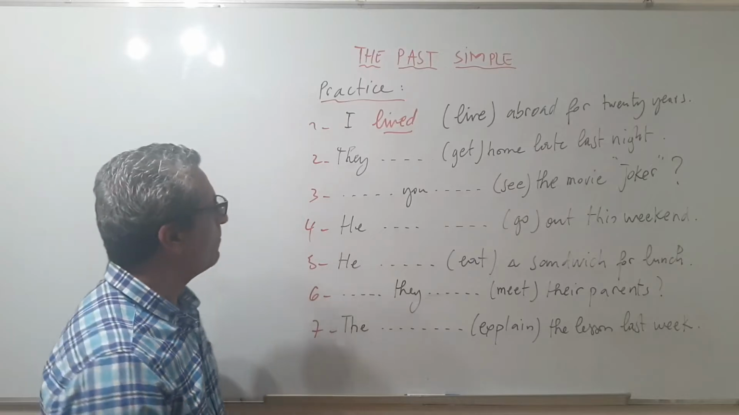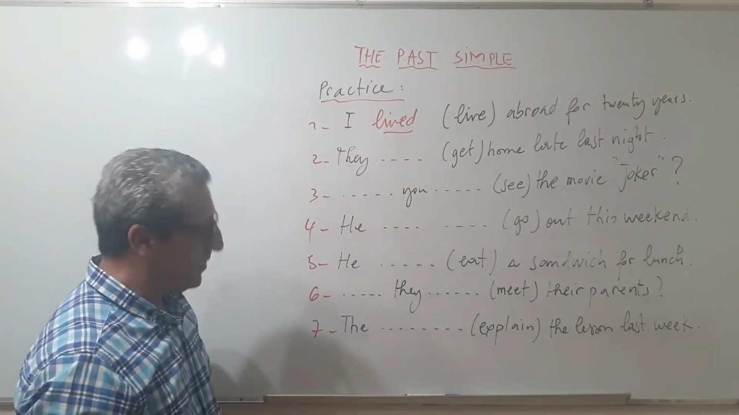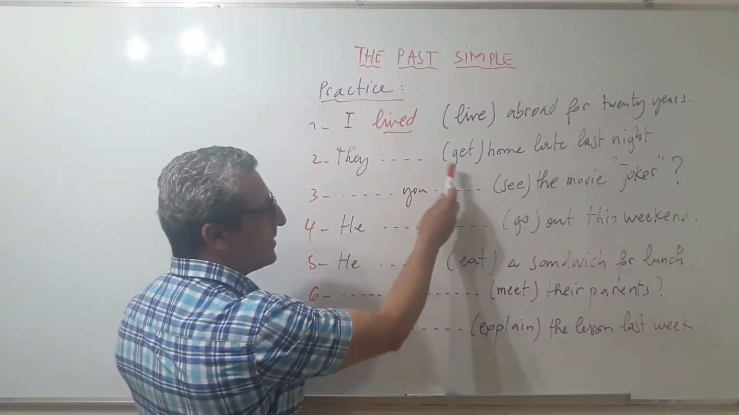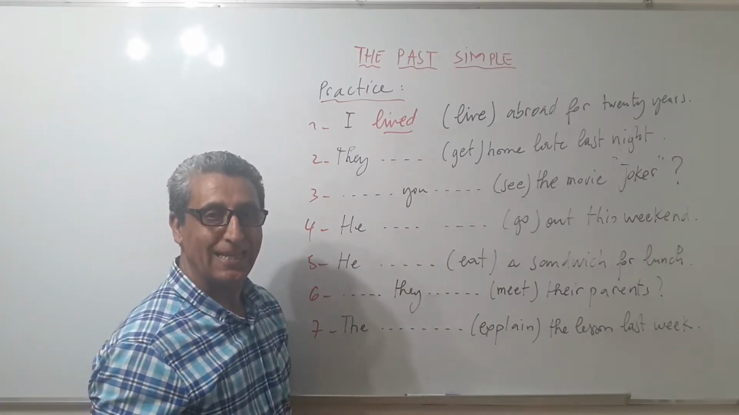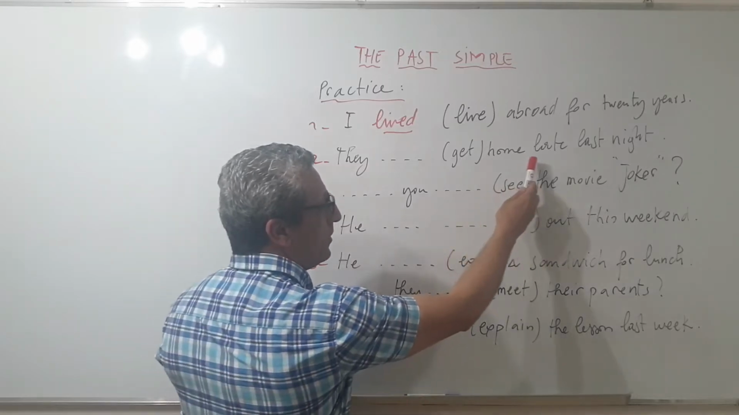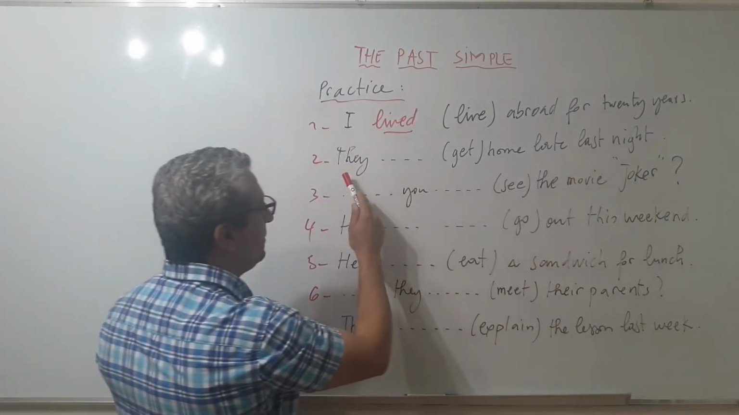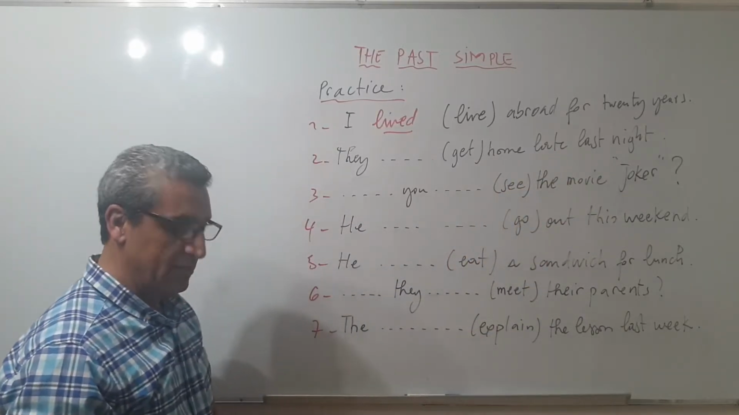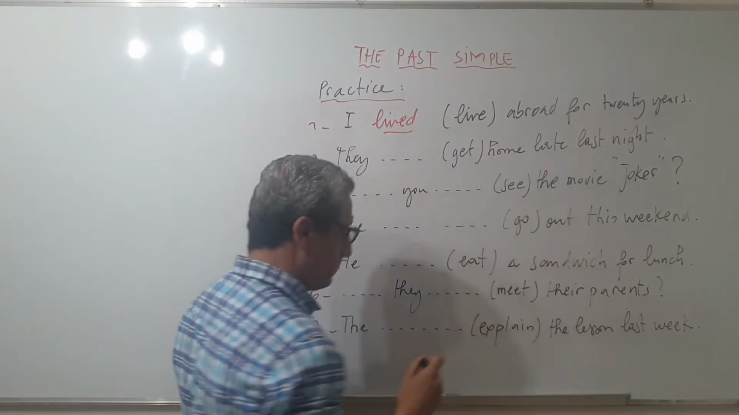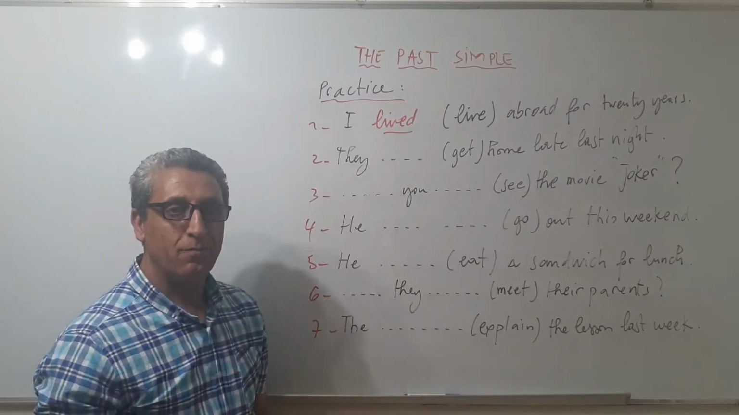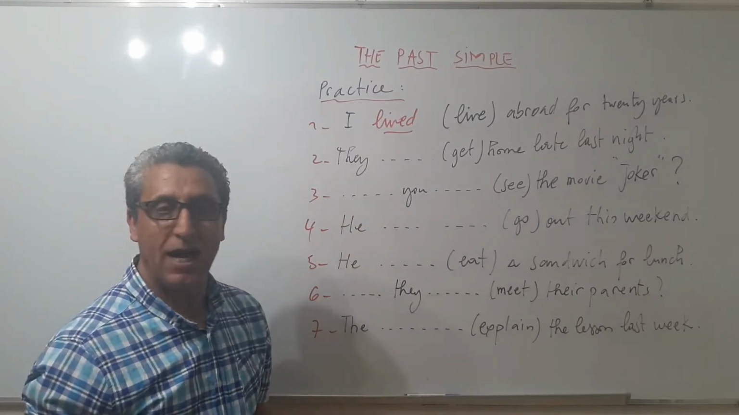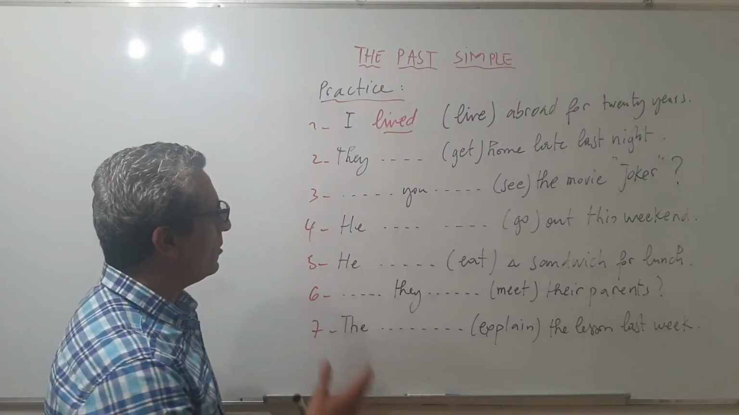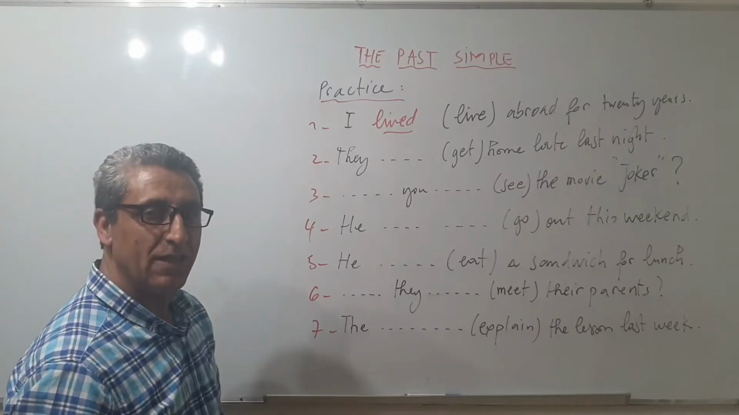Let's go. Sentence number 2. They get home late last night. Here the verb is get. I help you. Get is not a regular verb. It is an irregular verb. So they get home late last night.